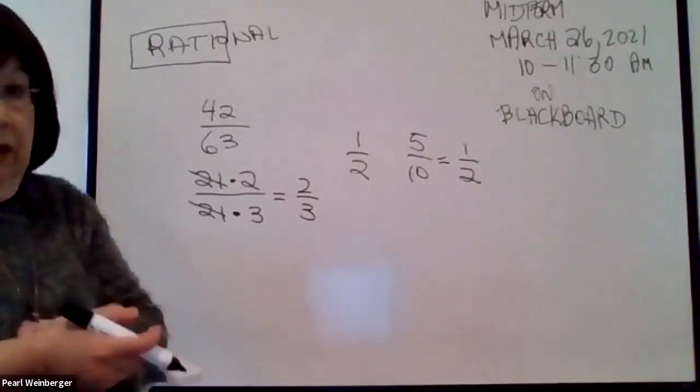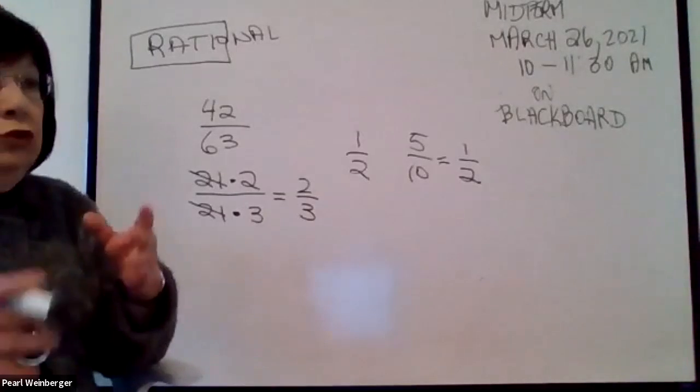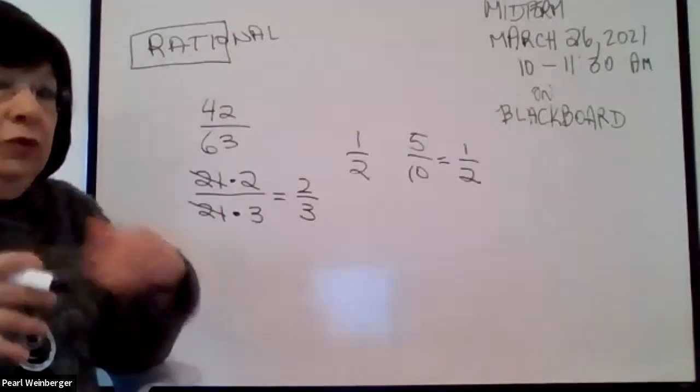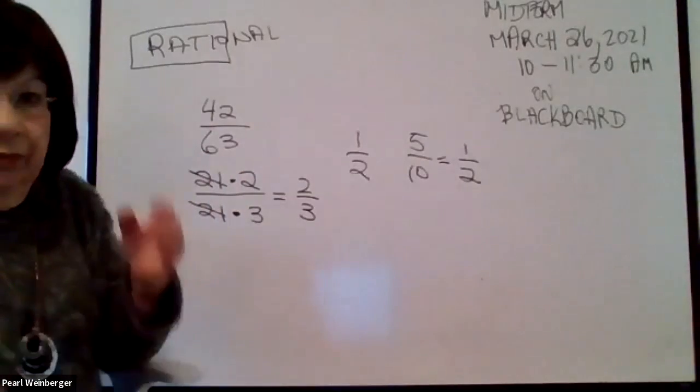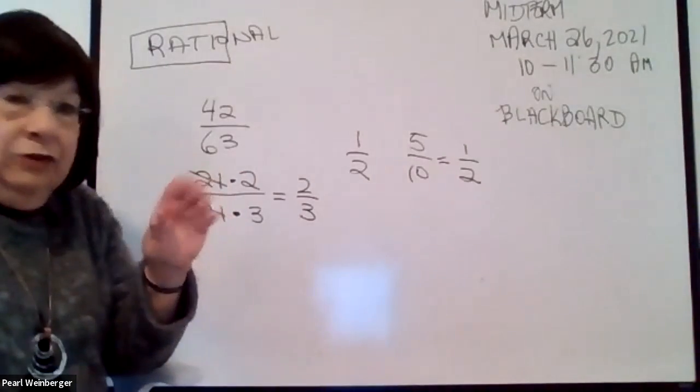So basically, when we want to reduce fractions, what we want to do is see if we can find a common factor in both the numerator and the denominator that can be canceled out. And listen to that term, a common factor.